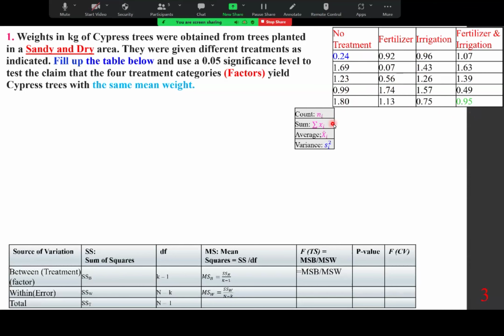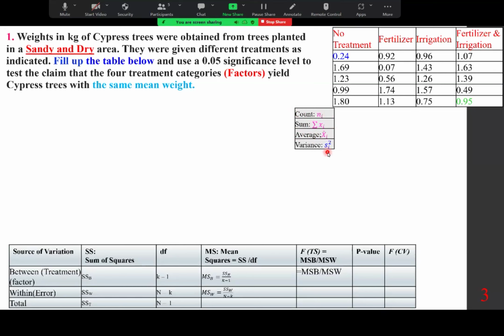The reason we use the sum is actually to find the average. So the summation of x sub i: add those numbers, put them here, add those numbers, put them here. So this would be summation of x sub 1, this would be summation of x sub 2, and so forth. X sub i bar: if you divide the sum by the count, you get this one. So this one is the second row divided by the first row.